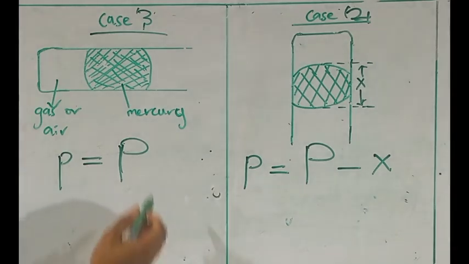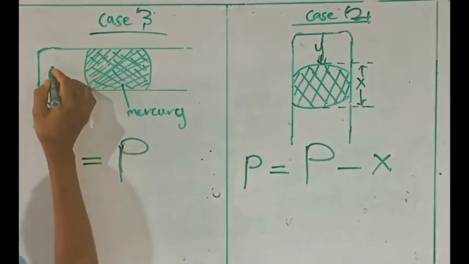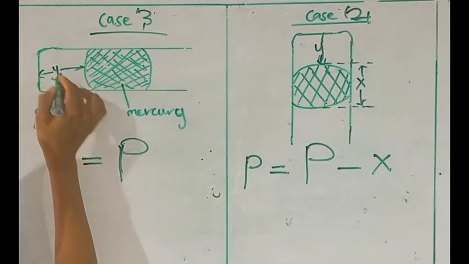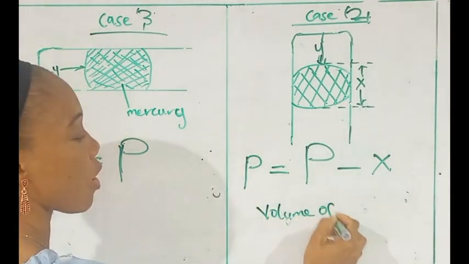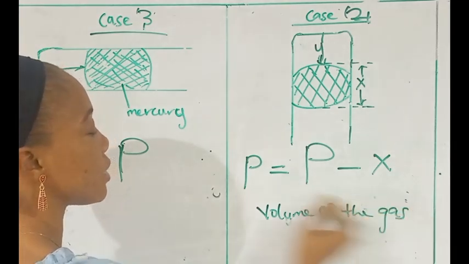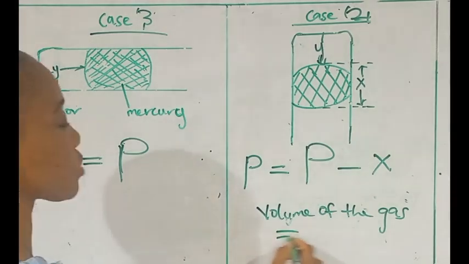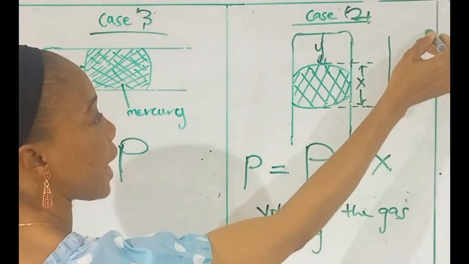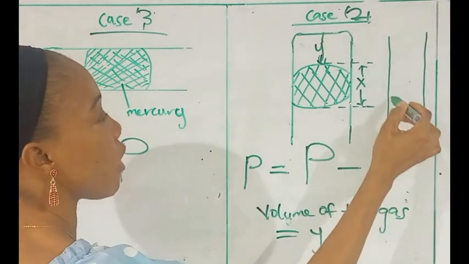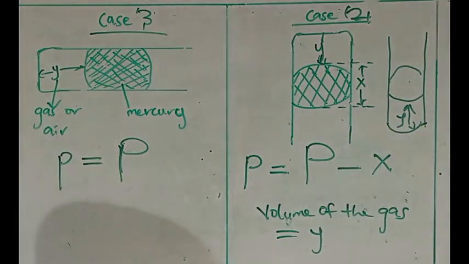Also note that in each case, there is a portion y. That y is equal to the volume of the gas. Even when the tube is tilted like this, the volume will be equal to this y. Let's look at some calculations.